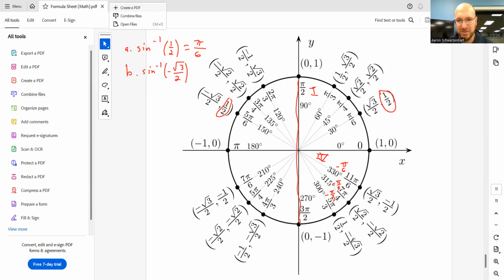Negative square root of 3/2. I come down here, I find it. That is -π/3. Do not give it as 5π/3. Okay. 5π/3 is not technically in the range, so we can't give our answers that way, even though they are coterminal, yes, it is the same angle. The book doesn't actually use the arc sine notation for this one, but I'm going to.